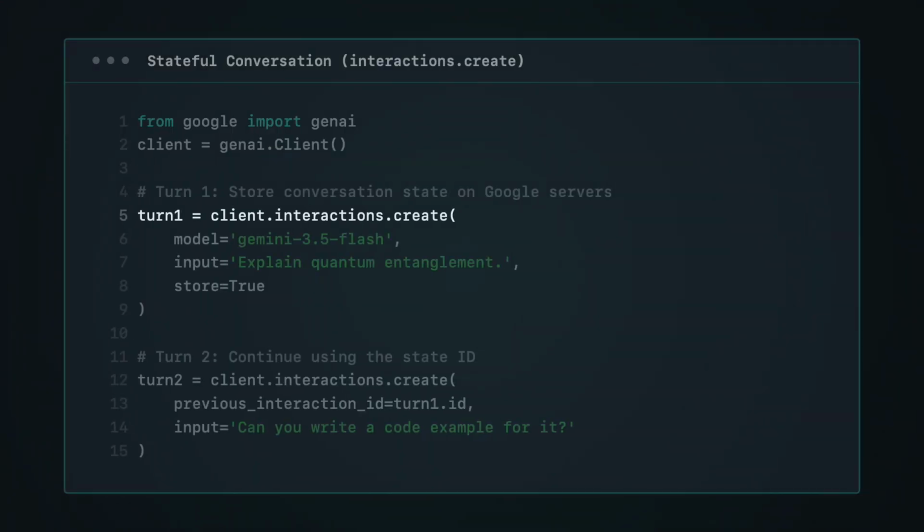Look at the code. A simple interactions.create call with your model ID. Notice the store parameter. By setting this to true, the conversation is persisted. On your next turn, you don't pass the history back. You simply call interactions.create again, referencing the previous interaction ID. It reduces client-side state code to virtually zero.